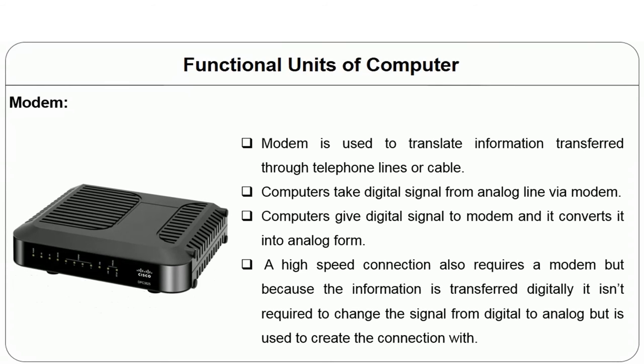Modem. It is used to translate information transferred through telephone lines or cables. Computers take digital signal from analog line via modem. Computers give digital signal to modem and it converts it into analog form. A high-speed connection also requires a modem, but because the information is transferred digitally, it isn't required to change the signal from digital to analog, but is used to create the connection.